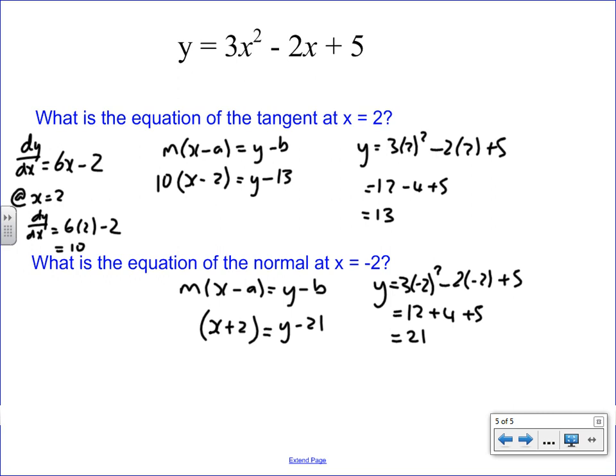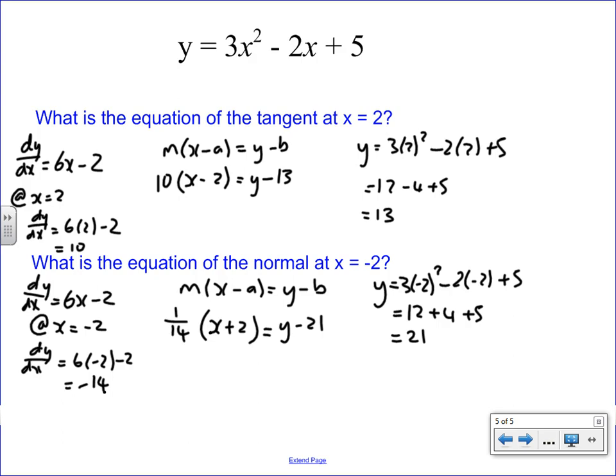Then we need the gradient, so we need dy by dx. dy by dx is 6x minus 2, and at the point x is minus 2, dy by dx would equal 6 lots of minus 2 minus 2, which is minus 14. But we want the normal, in this case, not the gradient of the tangent. The gradient of the normal will be the negative reciprocal of that gradient, which is 1 over 14, and then we're done unless we need it in a particular form.